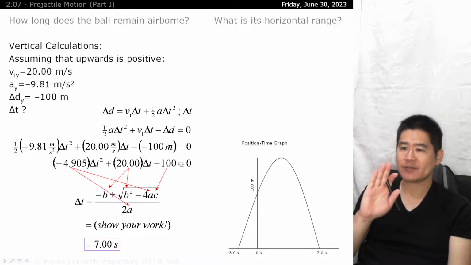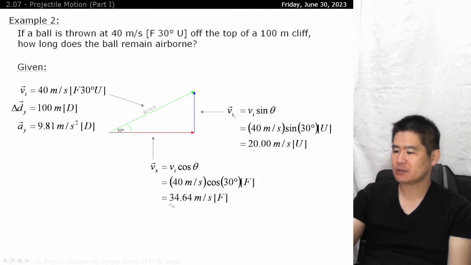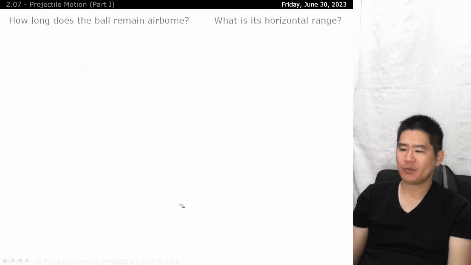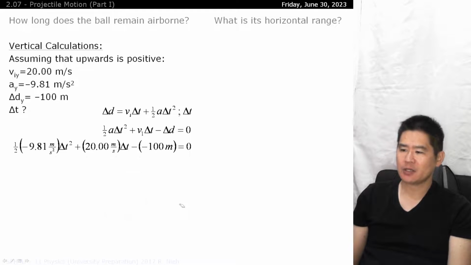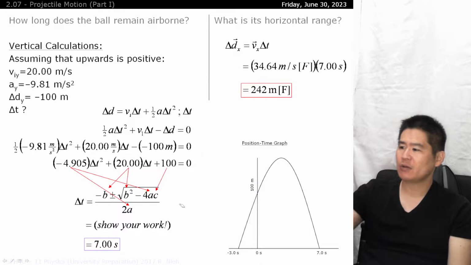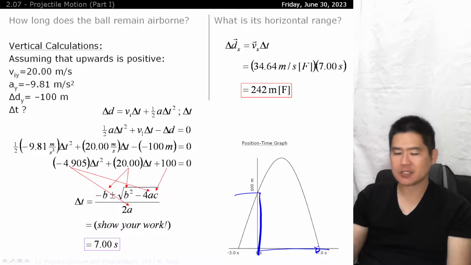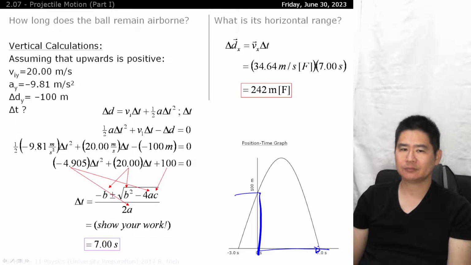So if it had 7 seconds to go up and down, it also bought itself 7 seconds to travel across. So going back, we've already calculated the horizontal component of our velocity, 34.64 meters per second. So 34.64 meters per second times the 7 seconds will give us our horizontal range. All right. Horizontal range by definition is how far it travels from the base of the cliff to its end destination. That's its range.